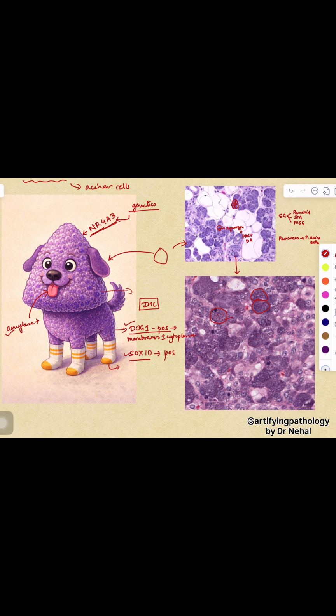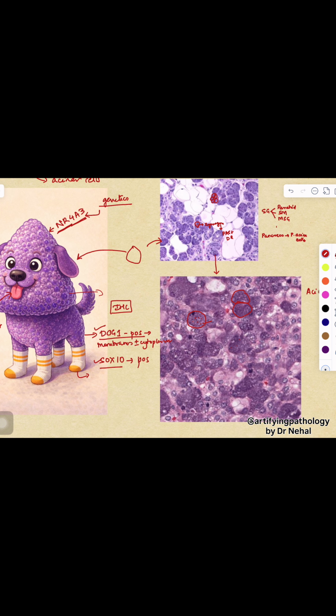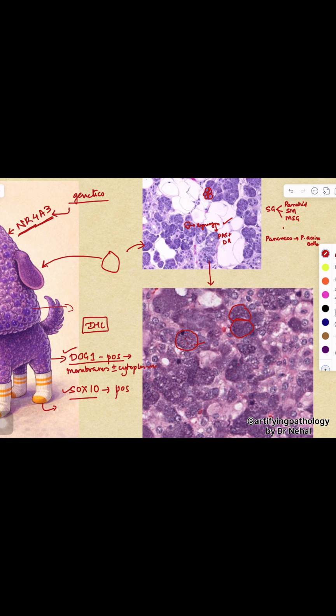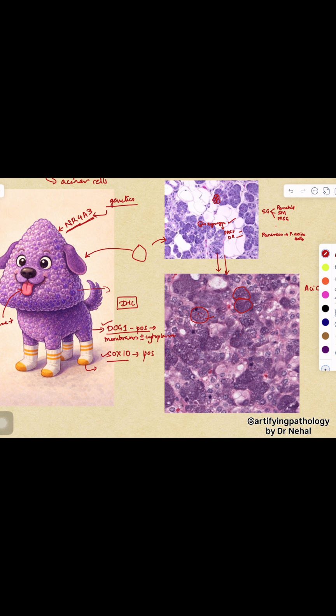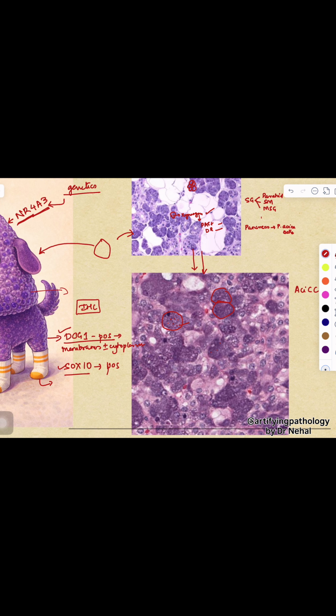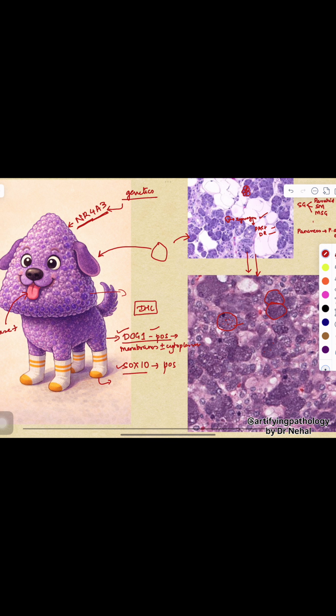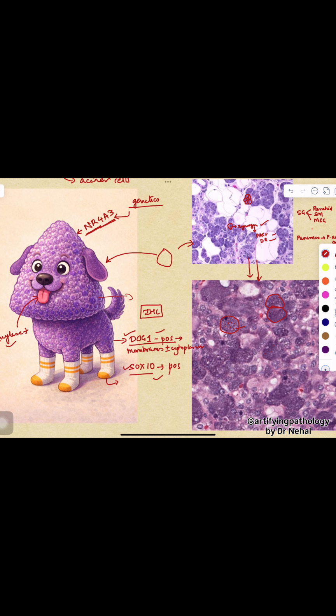Let us revise. Acinic cell carcinoma of salivary gland arises from the acinar cells. These acinar cells have zymogen granules which are PAS positive and diastase resistant. When they undergo neoplastic transformation, it gives rise to a low-grade malignant tumor called acinic cell carcinoma, made up of sheets of acinar cells. This acinic cell carcinoma is DOG1 positive, SOX10 positive, amylase positive, and the cytogenetics is NR4A3.